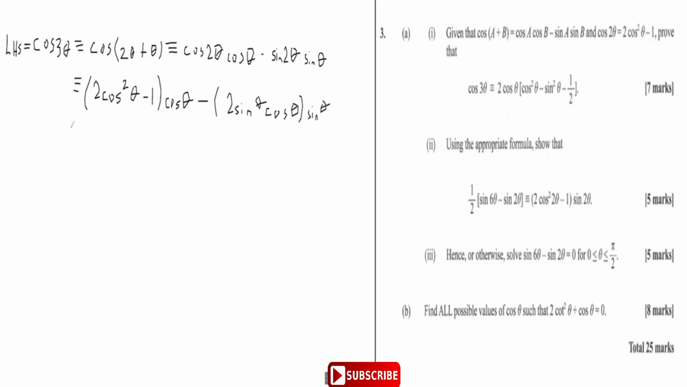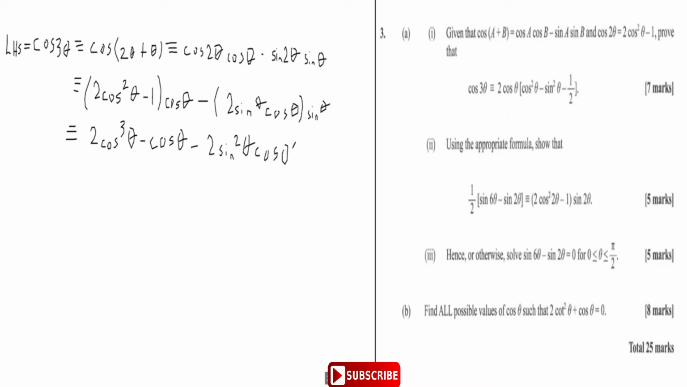Now, 2 cos square theta minus 1 times cos theta gives us 2 cos cube theta, and then cos theta times minus 1 is minus cos theta. We're almost there. Then sine theta times this gives sine times sine, which is sine squared. So now I get minus 2 sine square theta cos theta. This is what I get.